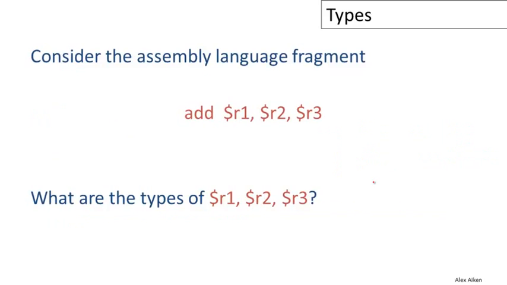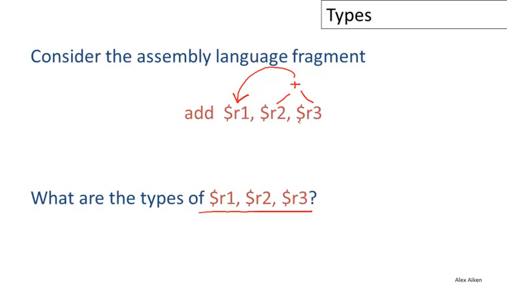So consider the assembly language fragment add R1, R2, R3. What does this actually do? Well, it takes the contents of register R2 and the contents of register R3, adds them together, and puts the result in register R1. And the question is, what are the types of R1, R2, and R3? You might hope that they're integers, but in fact, this is a trick question because at the assembly language level, I can't tell. There's nothing that prevents R1, R2, and R3 from having arbitrary types.